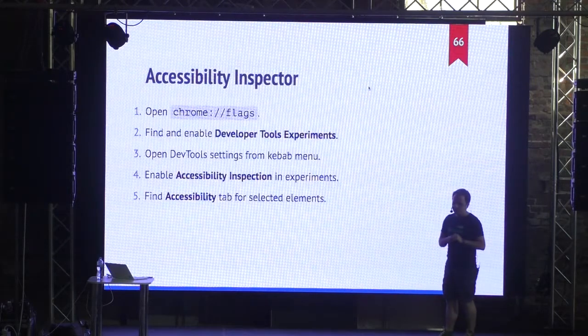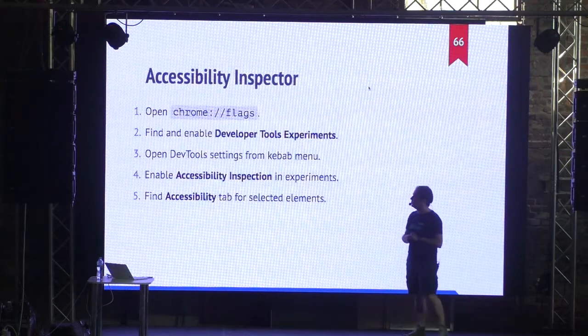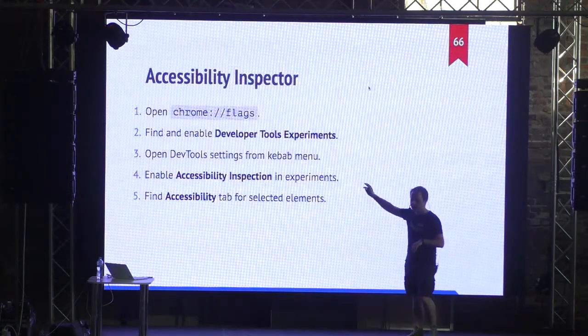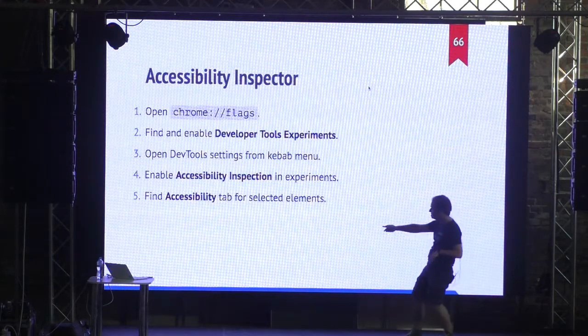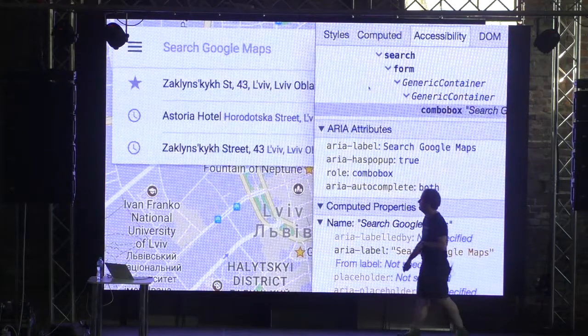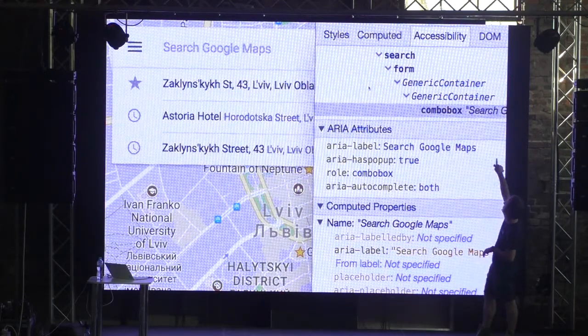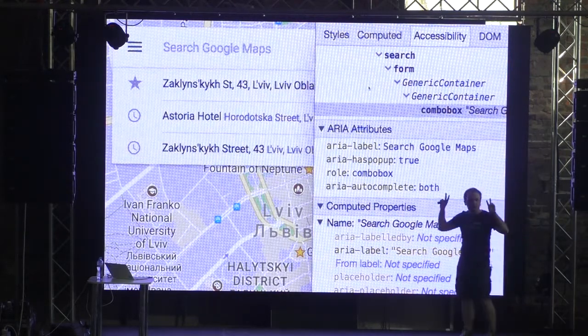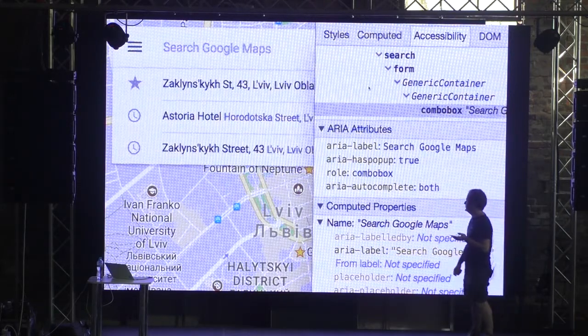But there is a much better tool called Accessibility Inspector. It's disabled for now in Chrome DevTools. You can enable it. Don't take a photo, you'll have a link at the end. You go to Chrome flags and enable it. Then you have a typical menu on the right side with styles, computed, and so on, but you will have one extra tab with the accessibility tree. That's the word.